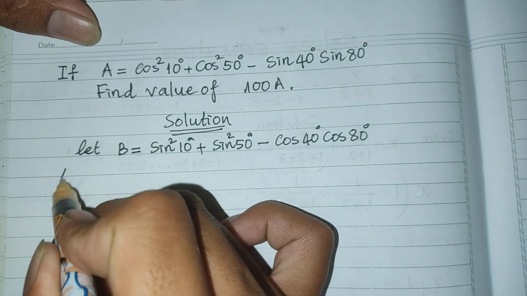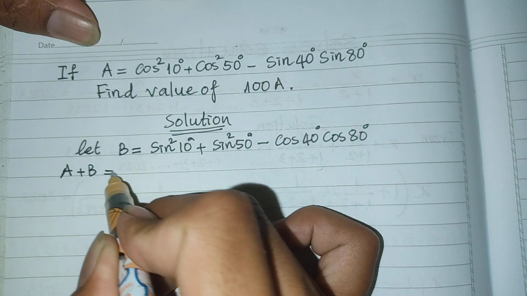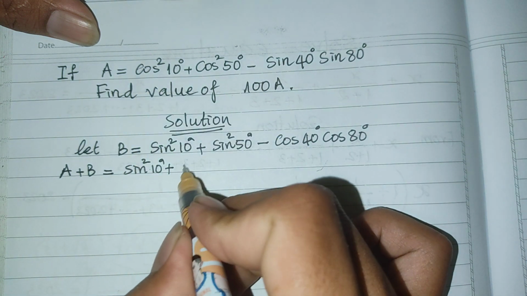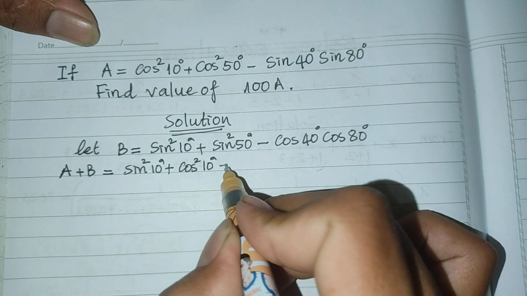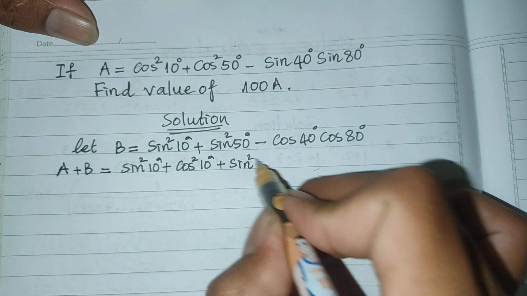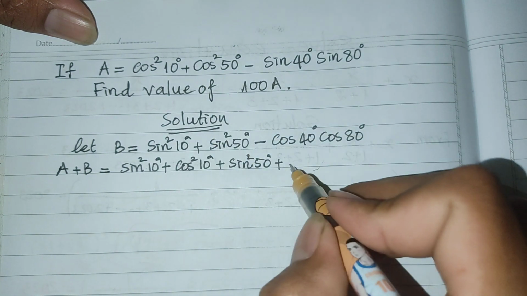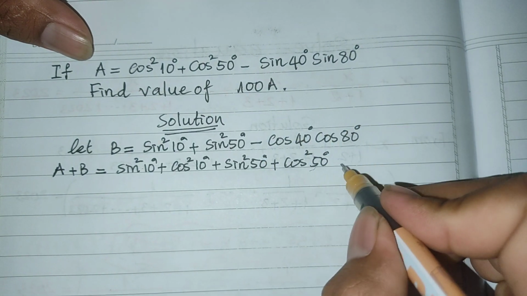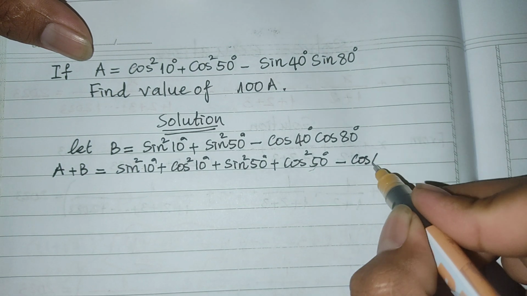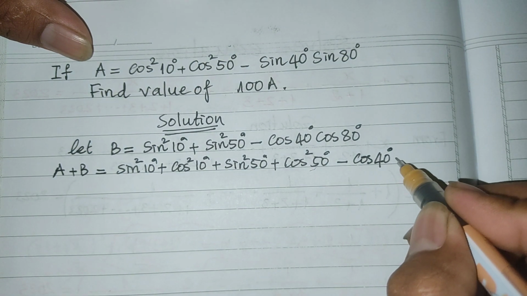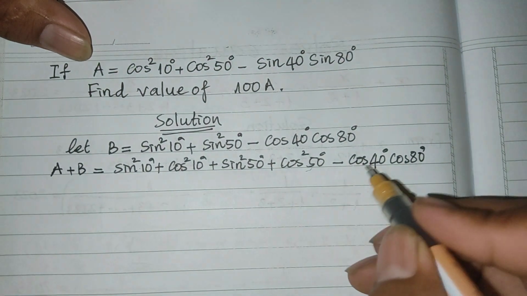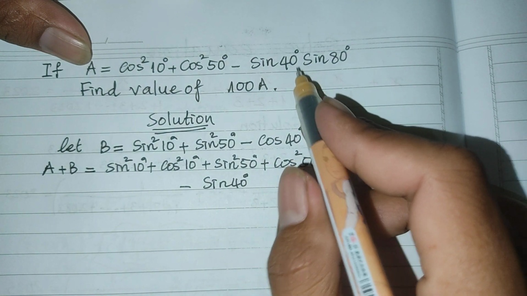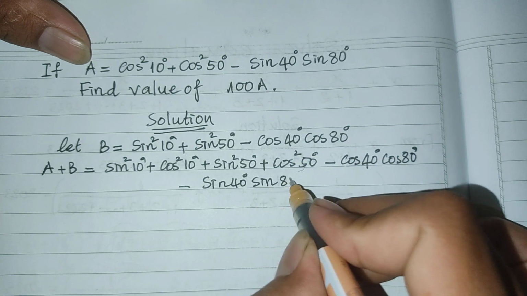So now I take A plus B. I get sine squared of 10 degrees plus cosine squared of 10 degrees, plus sine squared of 50 degrees plus cosine squared of 50 degrees, and minus cosine of 40 degrees times cosine of 80 degrees, and minus sine of 40 degrees times sine of 80 degrees.